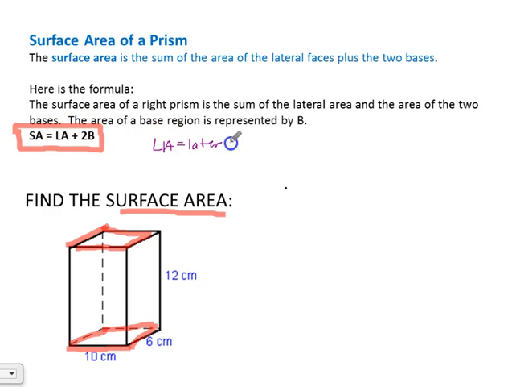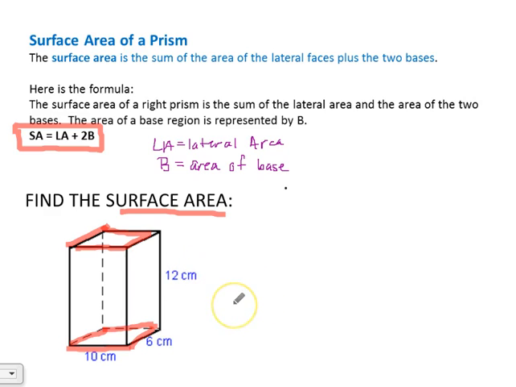But what does that capital B represent? That represents the area of the base. So the area of the base. Area of the base, not bases, area of the base, because we're going to take 2 times B, that will encompass both of those. So capital B is the area of the base.